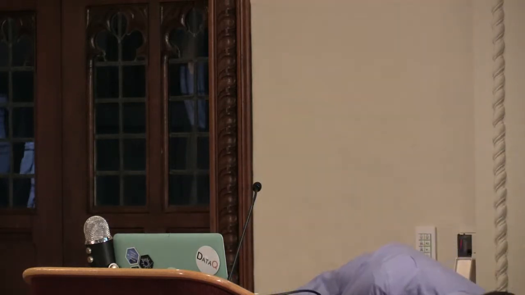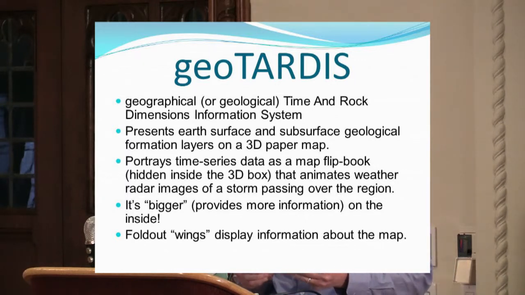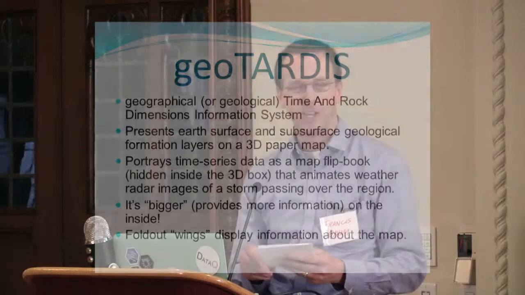My Geotardis, which is my final project, and let me pull one out here. So my Geotardis is a 3-dimensional paper map, and its acronym stands for Geographical or Geological Time and Rock Dimensions Information System. It displays surface features and subsurface geological layers on a 3D paper map.